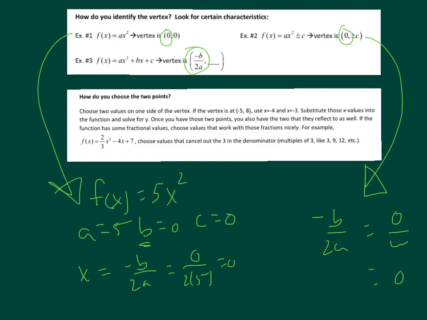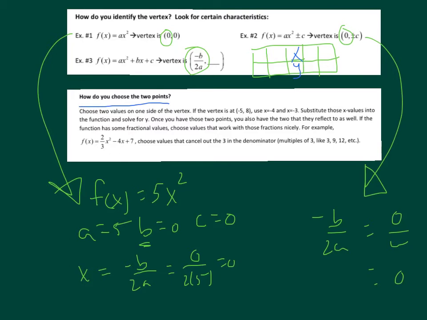Then we're going to use that information to start building that box, and I'm always going to put my vertex in this first point right here, all right? Of course, I'm going to continue to build the box and give myself 5 points. But this is going to be the x-coordinate of my vertex, and that's going to be the y-coordinate of my vertex. Then, we're going to choose some other points. How do you choose the 2 points?